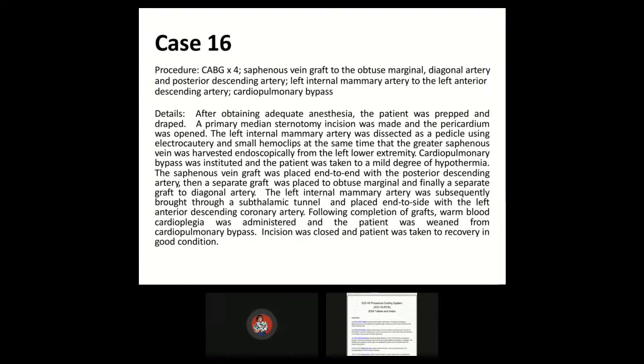So our next patient had a CABG times 4. So 4 sites were bypassed. In the top of the report, they talk about how the saphenous vein graft to the obtuse marginal, diagonal artery, and posterior descending artery. LIMA, the left internal mammary artery, to the LAD, the left anterior descending artery, and then coronary artery pulmonary bypass. We will code coronary artery pulmonary bypass. It is not in the medical and surgical section, but we're going to code it.